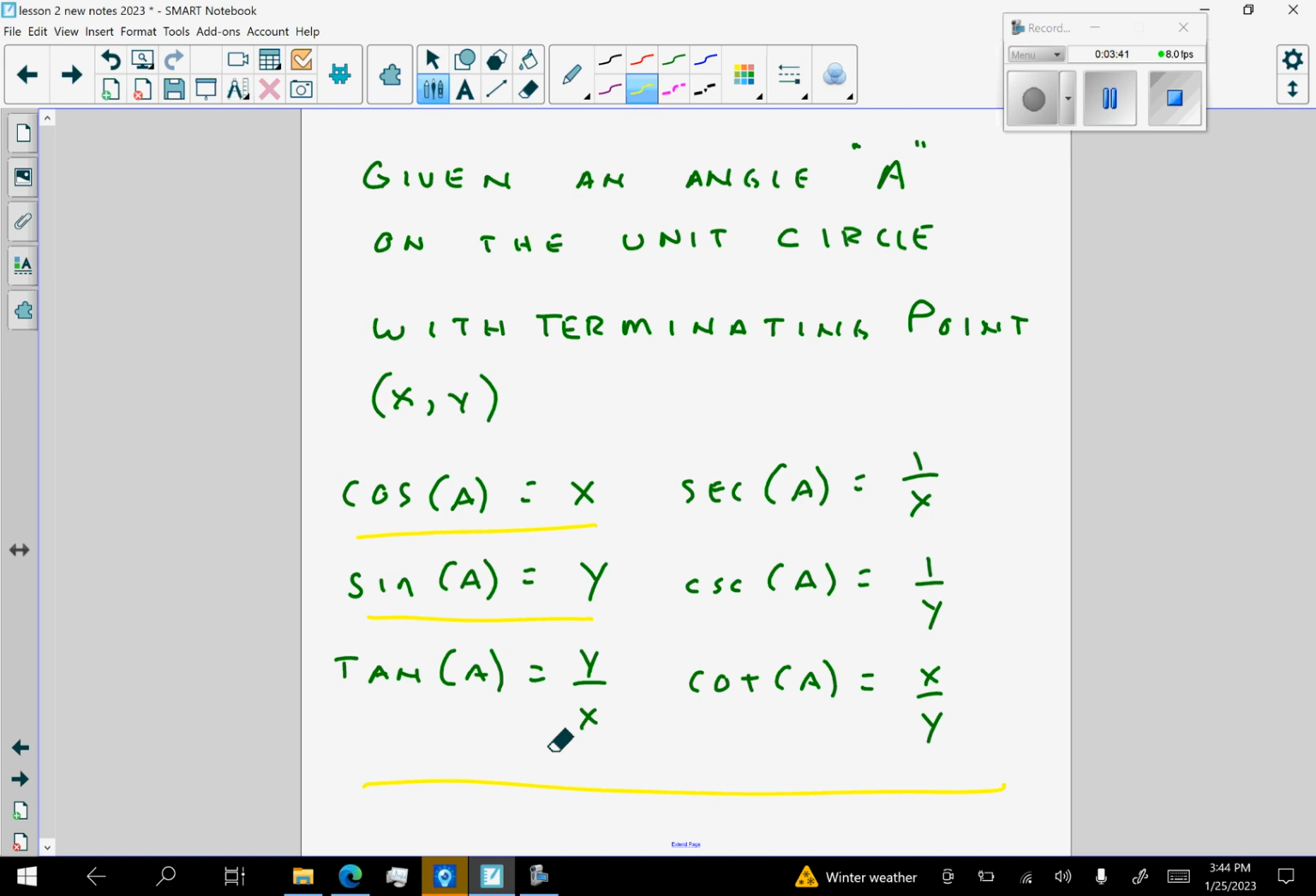The secant of an angle A is going to be 1 divided by the x coordinate, and the cosecant of an angle A is going to be 1 over the y coordinate. The cotangent of an angle will be the x coordinate divided by the y coordinate. So if I look at my unit circle, and now let's go back to the problems.